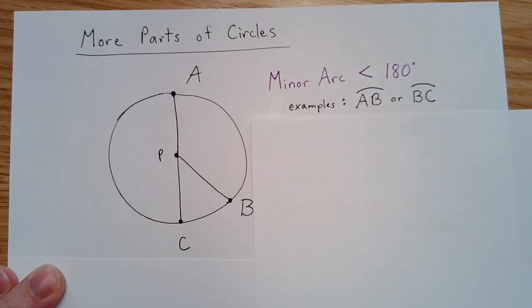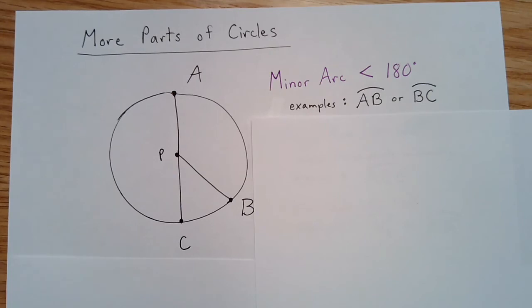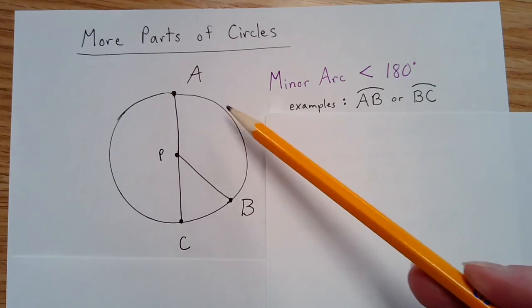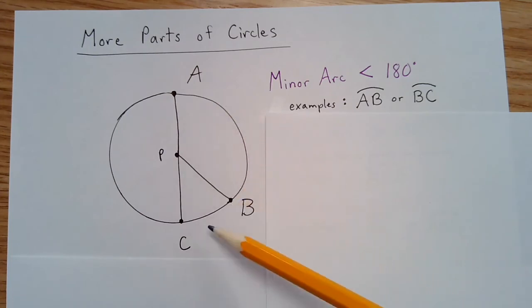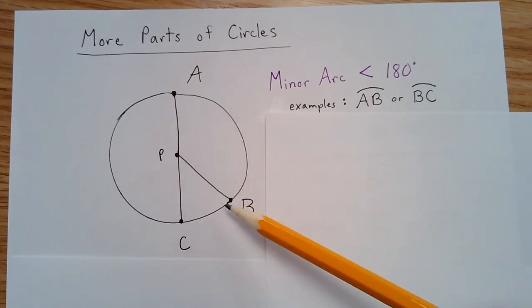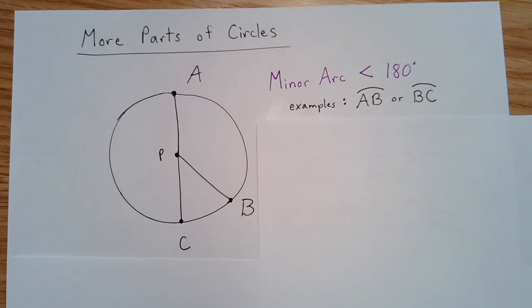And minor arcs are less than 180 degrees. So a couple of examples using this diagram is the arc AB. So that's going to be this arc AB. Or you could even do BC. Okay? Any arc that is going to be less than 180 degrees.